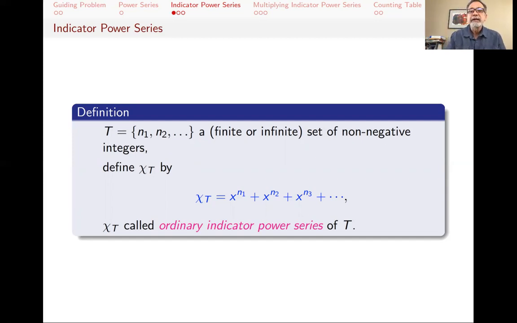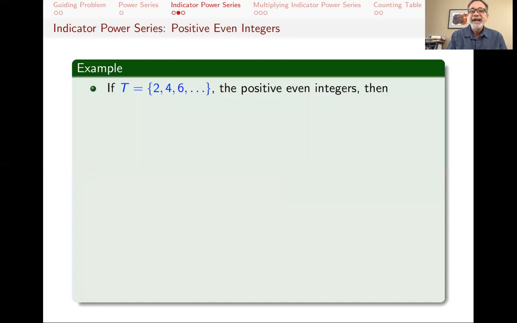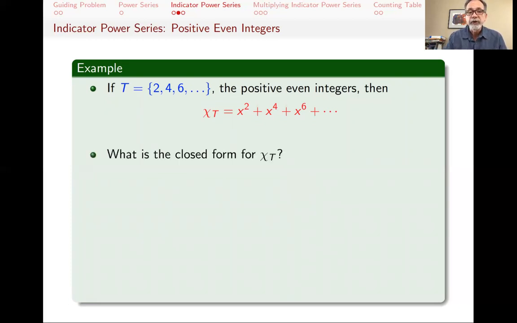Nothing too complicated. Let's just go through some examples and see that we actually have the tools to write these things sometimes in closed form. So if you look at positive even integers, then the indicator power series, well, it's x squared plus x to the 4th plus x to the 6th plus dot dot dot, all the positive even ones. But what's the closed form for that? Well, we start with our favorite, which is 1 over 1 minus x. We know that that's the sum of the geometric series, 1 plus x plus x squared plus ... If you don't know that, watch my earlier videos.